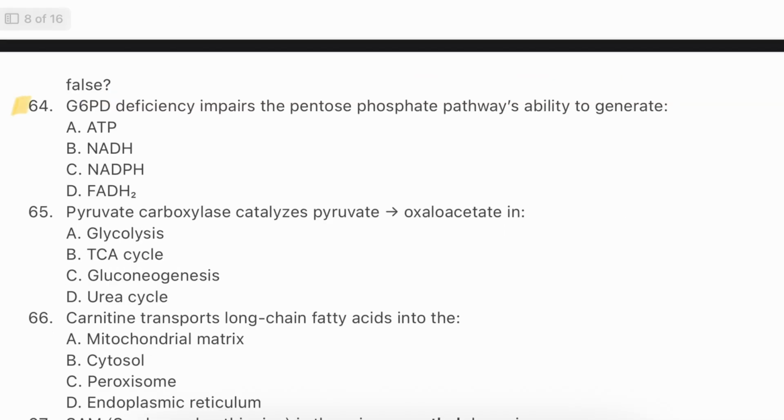Question number 64. Glucose 6-phosphate deficiency impairs the pentose pathway ability to generate ATP, NADH, NADPH, FADH2. The answer is C. NADPH. Glucose 6-phosphate deficiency impairs NADPH production, causing oxidative stress.